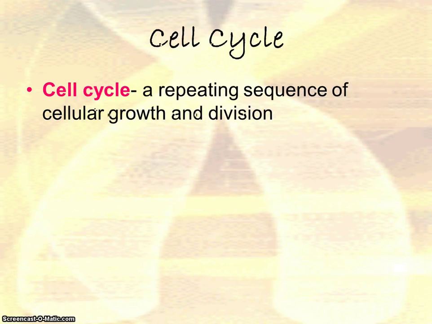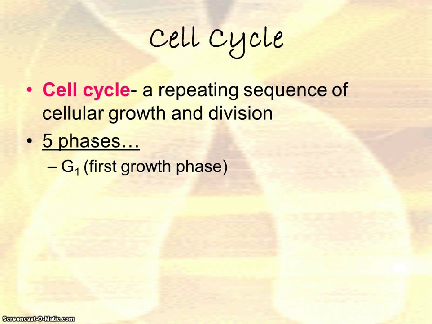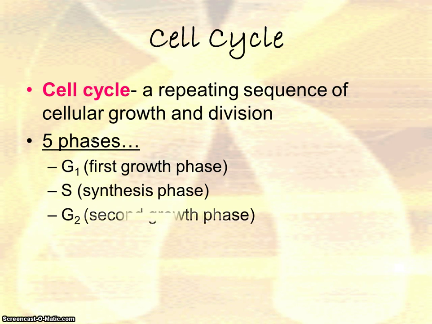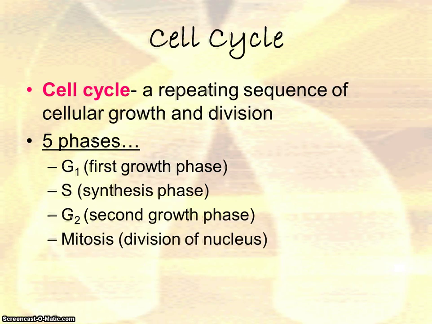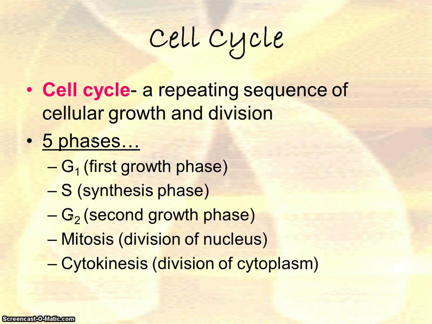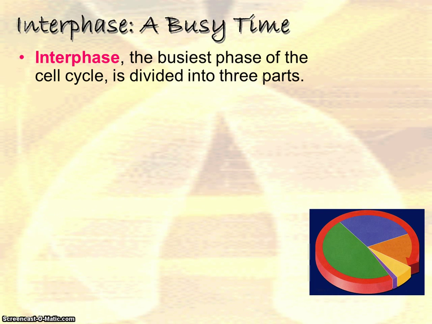Okay, this cell cycle, it includes the cell growth, regular things that a cell goes through in its reason for being that particular cell, and it's also going to include the division of that cell when that cell divides. There are 5 phases. Let's get the names of them first. You have the first growth phase, you have the synthesis phase, the second growth phase, you have the division of the nucleus, and you have the division of the cytoplasm. Those are the major parts of the cell cycle. Let's start looking at the details of each one.